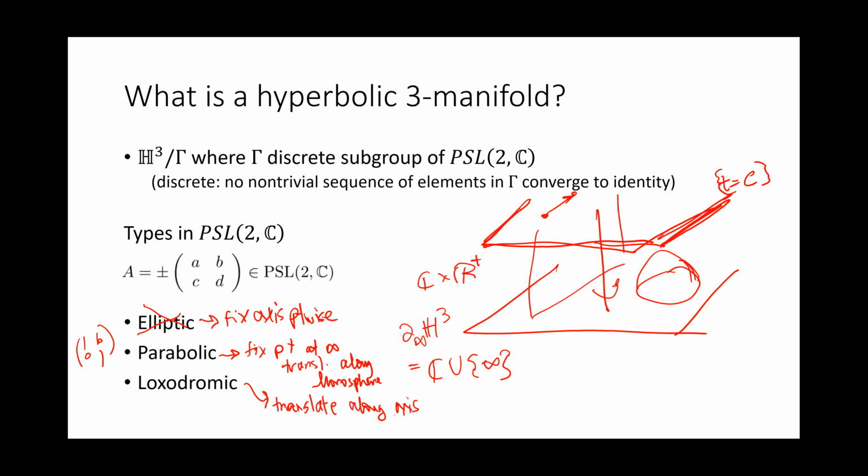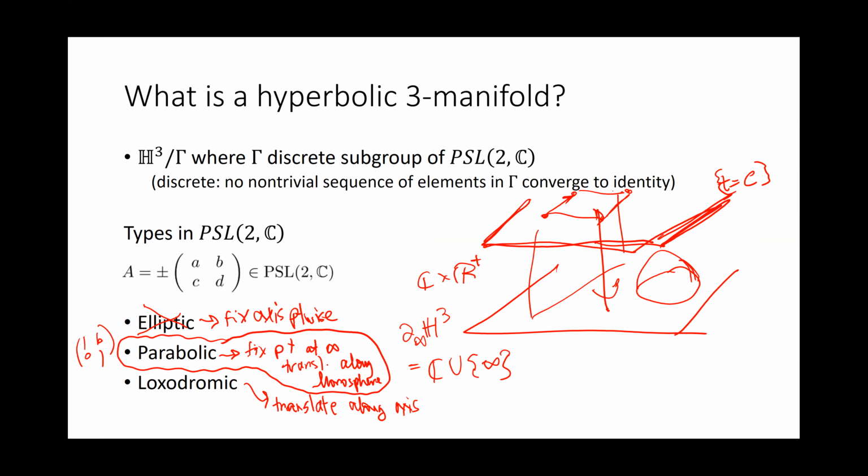And when you quotient out by a loxodromic element, you'll get a closed geodesic in your manifold corresponding to the axis of that. But the parabolic guys, these appear when you have a cusp. So when we looked at them in terms of the knot complements, their quotient gives you, say, a torus out at infinity on a horosphere, or you can also get an annulus from them.